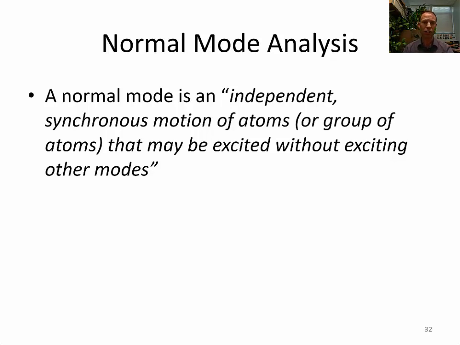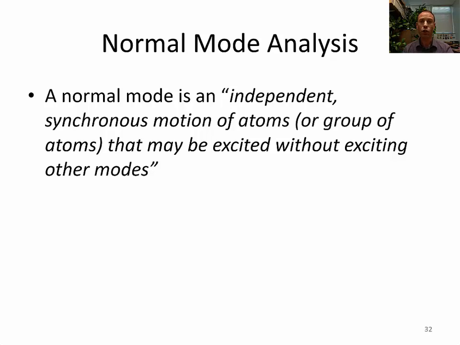So here's a definition. A normal mode is an independent synchronous motion of atoms or group of atoms that may be excited without exciting other modes. So they're completely independent of each other. So if you take a molecule like CO2, there's the symmetric stretch and the asymmetric stretch of the molecule. And these are completely separate, and you can excite one without exciting the other.